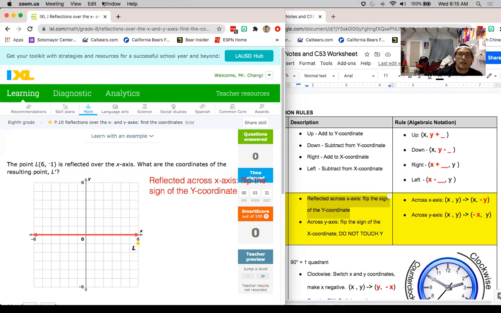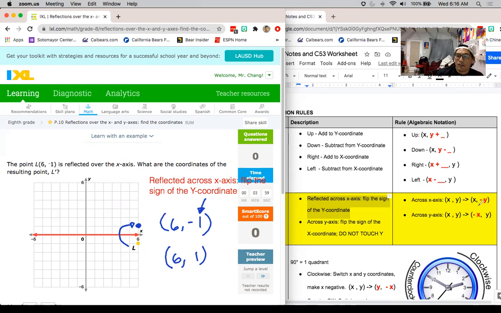So we're at 6, -1. And my rule says if we're going to flip this across the x-axis, we are going to flip the sign of the y-coordinate. So instead of 6, -1, it becomes 6, +1. And that puts us right there.